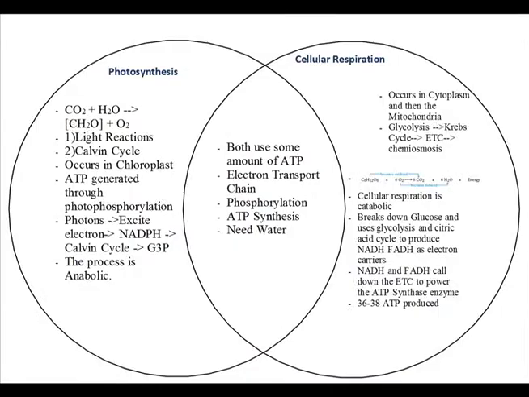Photosynthesis and cellular respiration are both metabolic processes that form and break down carbohydrates. Photosynthesis and cell respiration differ because the products of photosynthesis are the reactants needed for cell respiration.